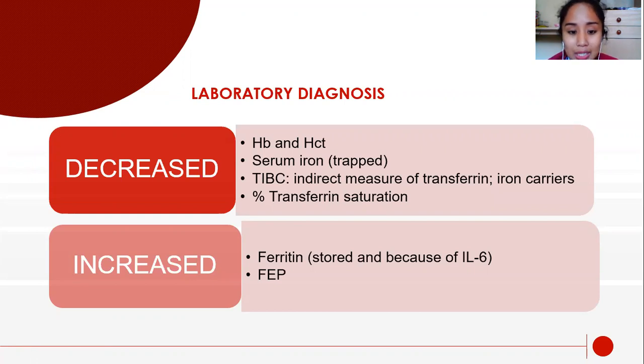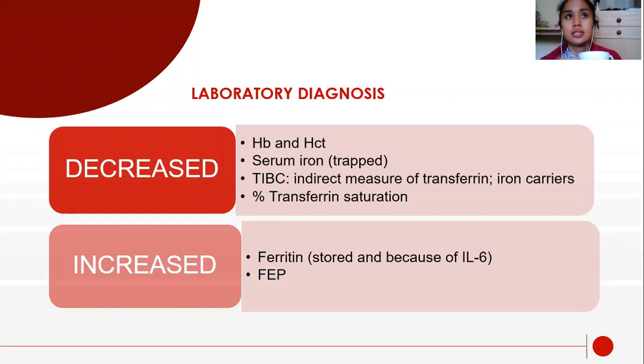And once iron is trapped, tumataas ang free erythrocyte protoporphyrin. And class, ferritin is high because of high iron stores. Ang ferritin rin kasi is an acute phase reactant. Tumataas ang ferritin pag may inflammation because of IL-6. So aside from hepcidin, ang pinapataas ng IL-6, also ferritin.